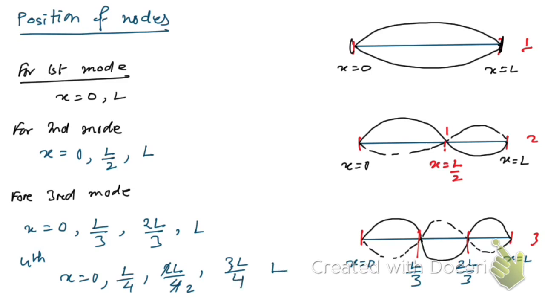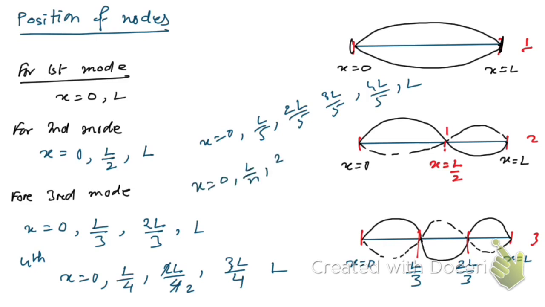Similarly, for the fifth mode, you're going to get x equal to 0, L by 5, then 2L by 5, then 3L by 5, then 4L by 5, then 5L by 5, that means L, right? So similarly for the nth mode, you will get 0, L by n, then 2L by n, then 3L by n, then at the end nL by n, that means L, right? So that's what we're going to get.